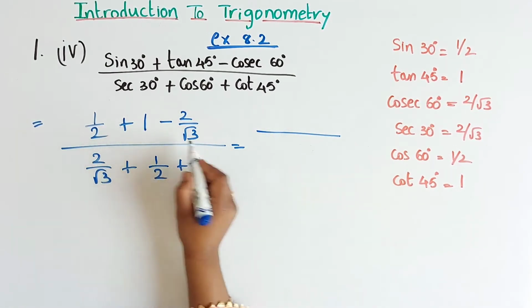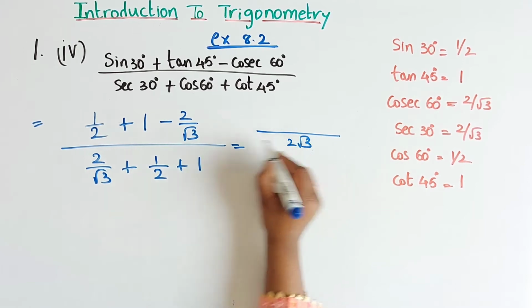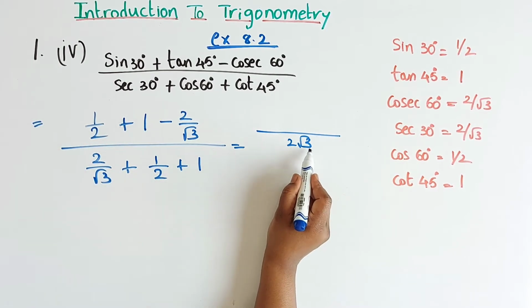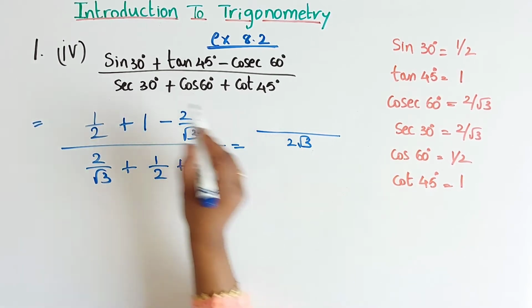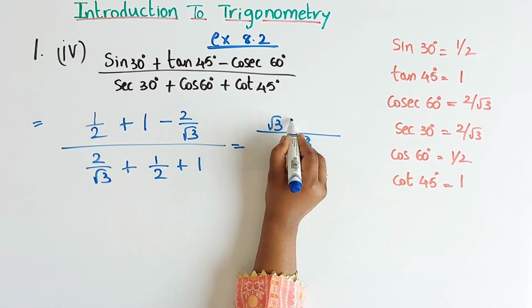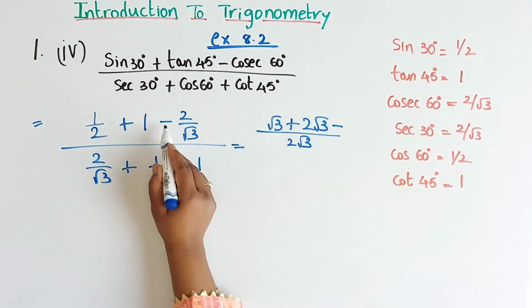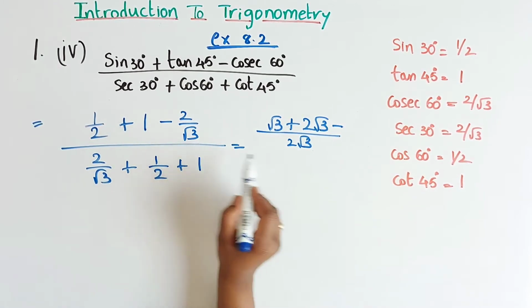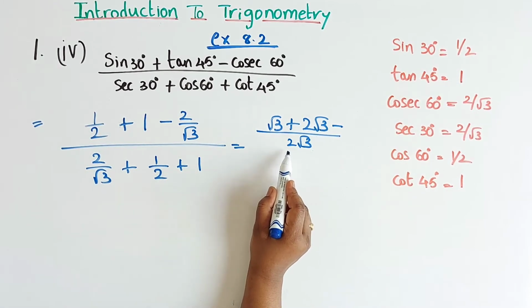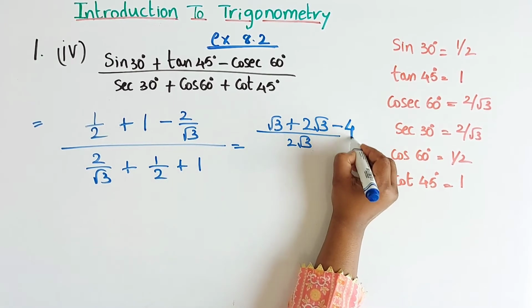Here we take the LCM 2 root 3. 2 ones are 2. Root 3 is the remaining one. Root 3 into 1, root 3. Plus 1 means you have to write 2 root 3, minus, because it is minus here. Root 3 ones are root 3, 2 is the remaining. 2 into 2 it is 4.